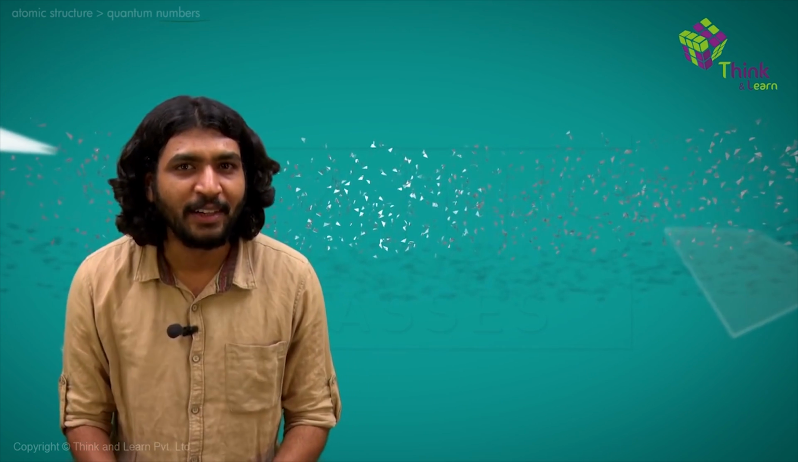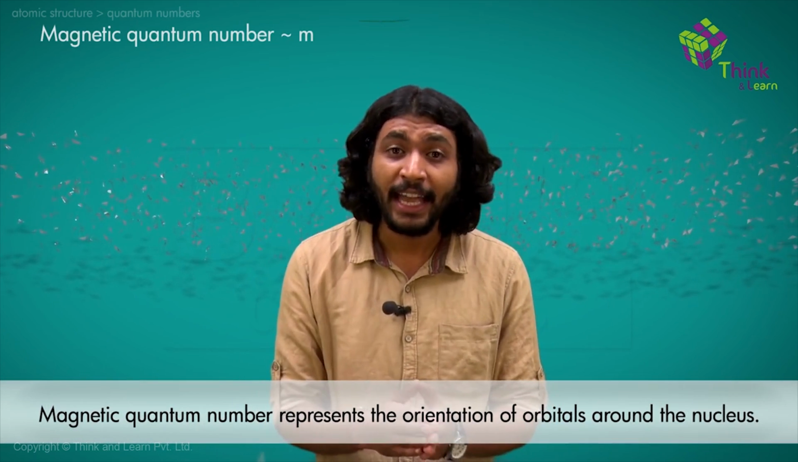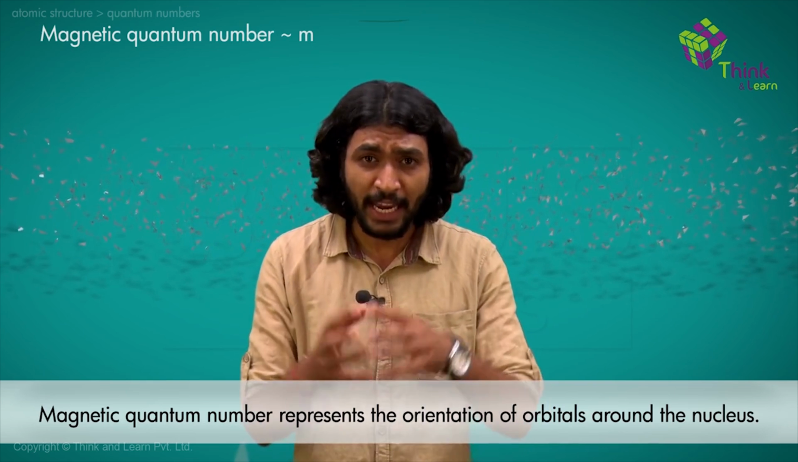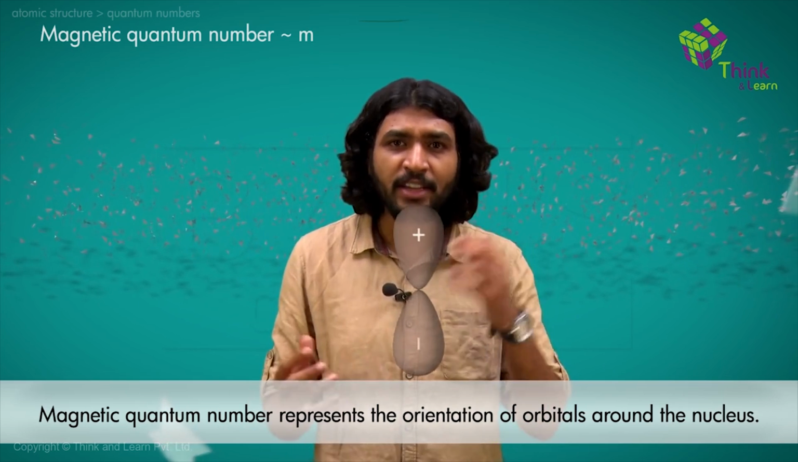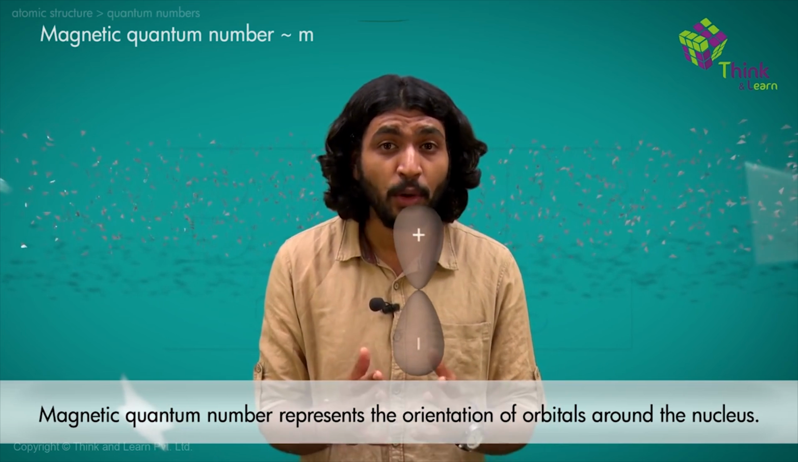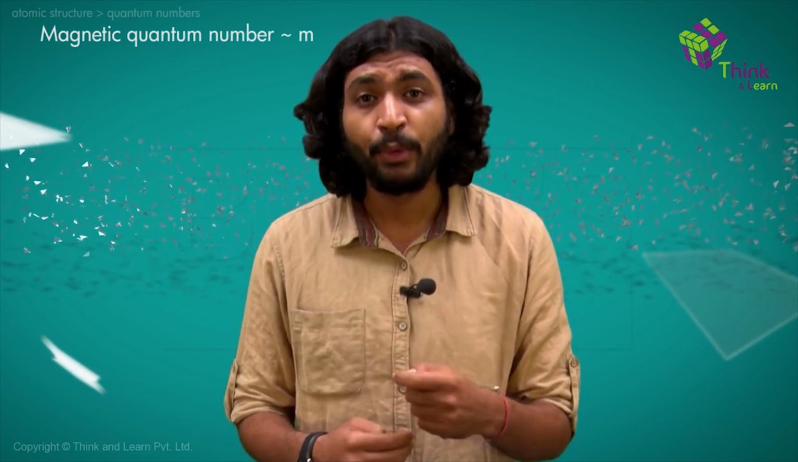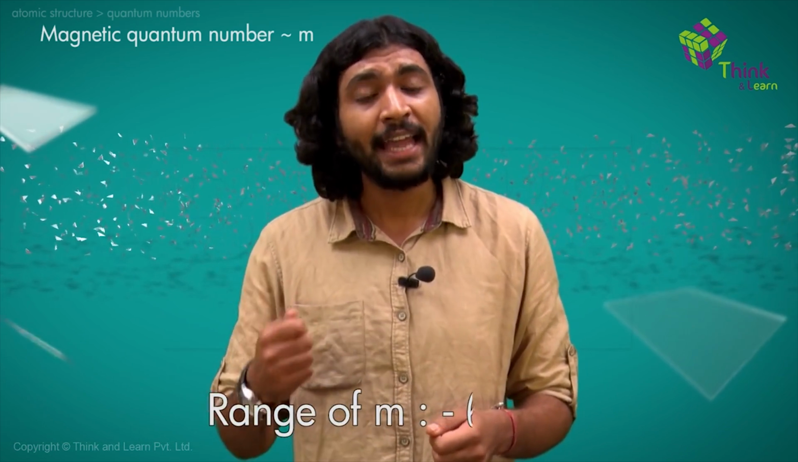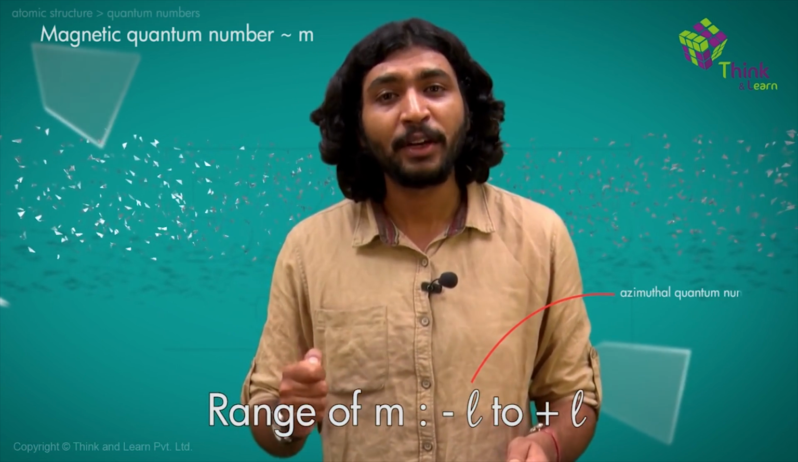The next quantum number is called the magnetic quantum number, indicated by the letter m. So what does this quantum number indicate? It indicates the orientation of these orbitals around the nucleus. It means in how many different positions these orbitals can arrange themselves around the nucleus. That's what is indicated by the magnetic quantum number. And this magnetic quantum number ranges from the values minus L to plus L. So what is L here? It is the azimuthal quantum number.